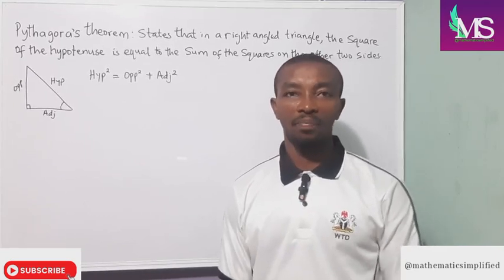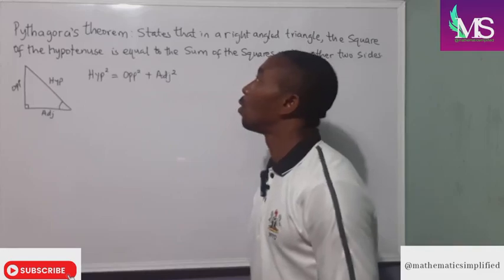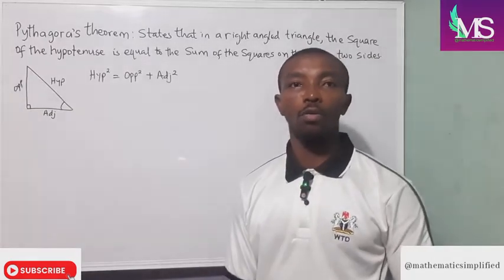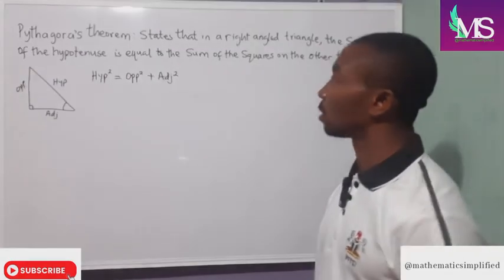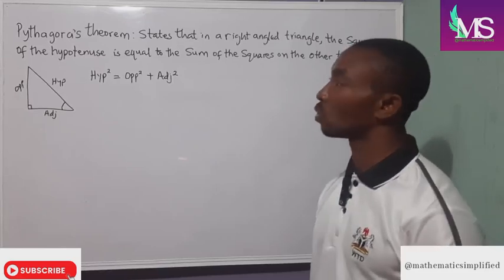Welcome back guys. Today we'll be looking at Pythagoras theorem. Now, Pythagoras theorem states that in a right angle triangle, the square of the hypotenuse is equal to the sum of the squares on the other two sides.